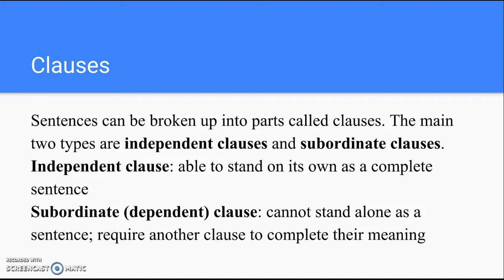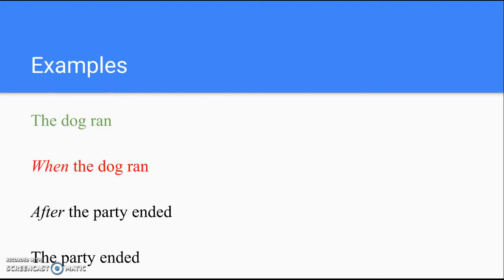Let me demonstrate the two different types of clauses with a few examples. An example of an independent clause is "the dog ran." The dog is the subject and ran is a verb, the action the dog is doing, and therefore the predicate as well. Because there are no other words, this clause can stand alone as a complete sentence.